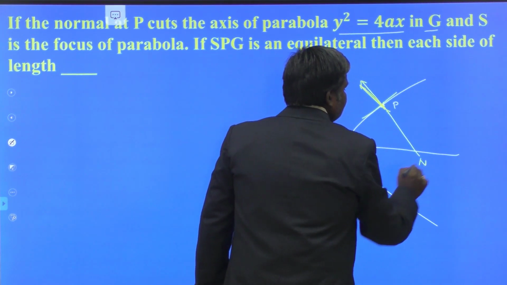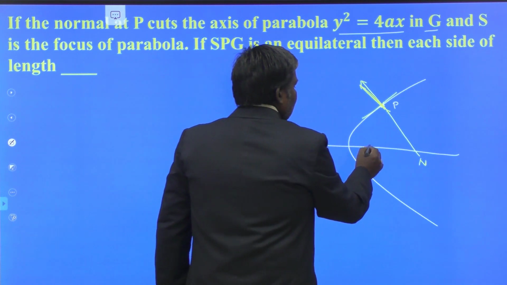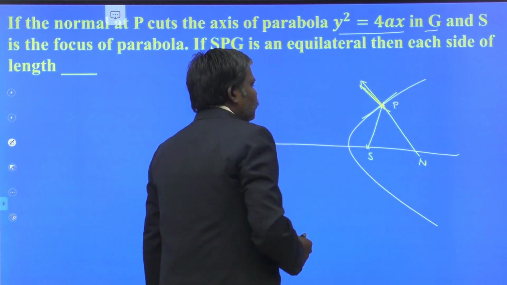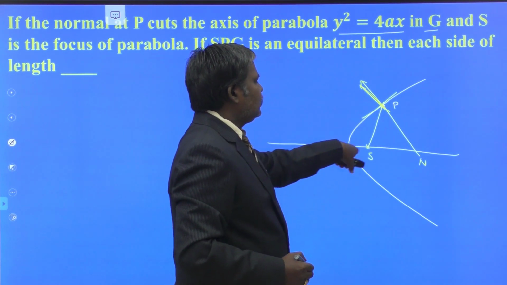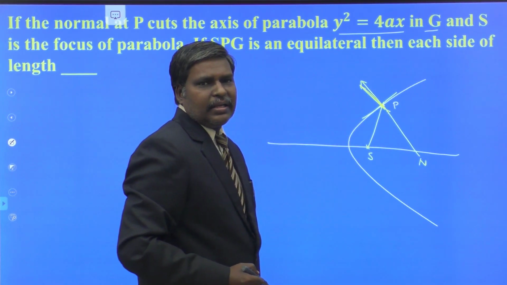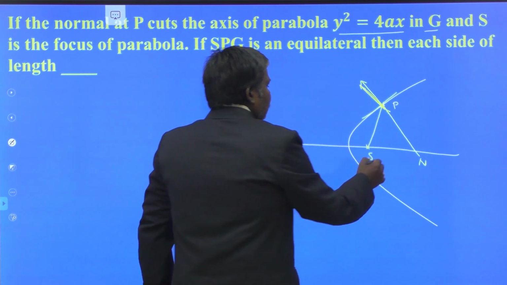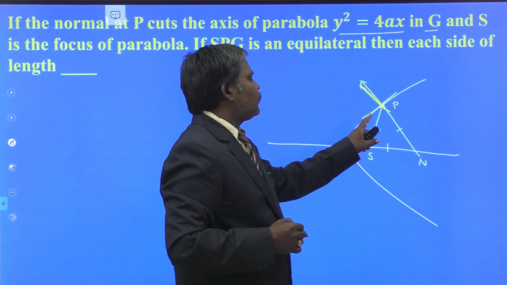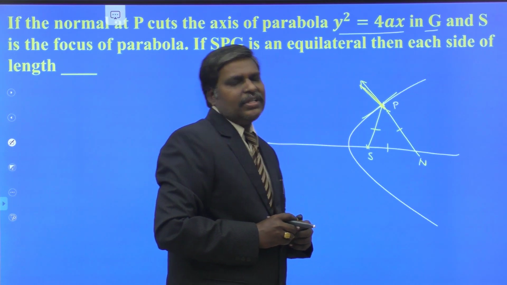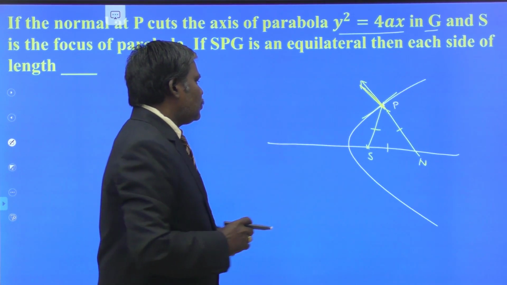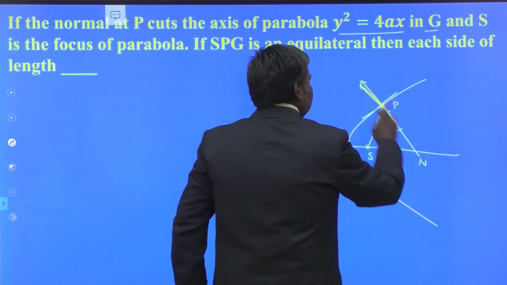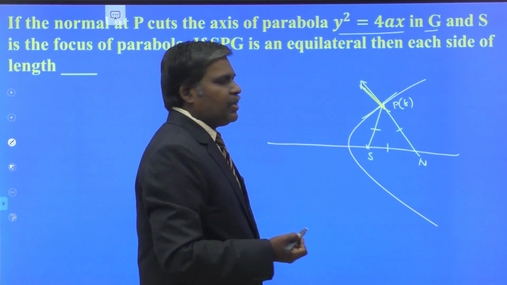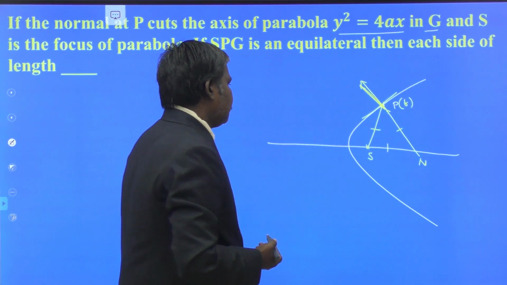It intersects the axis of the parabola in G, and S is your focus. If you join S to P, we have one triangle. This is an equilateral triangle, they are given to you. These three sides are equal. At that time, we have to find out the length of the side of the triangle. So this is an equilateral triangle. Suppose the coordinates of the point P are (at², 2at), say.